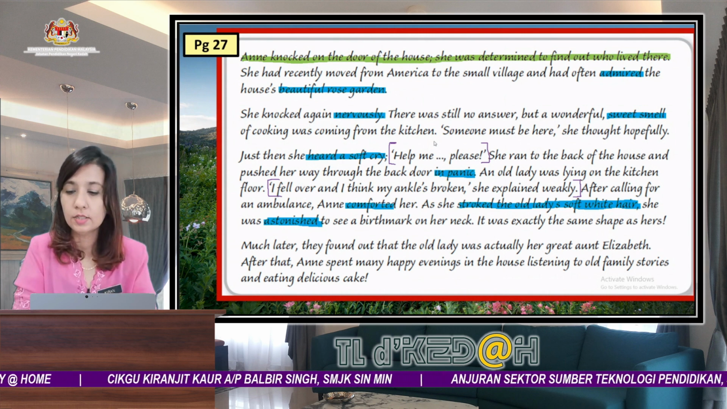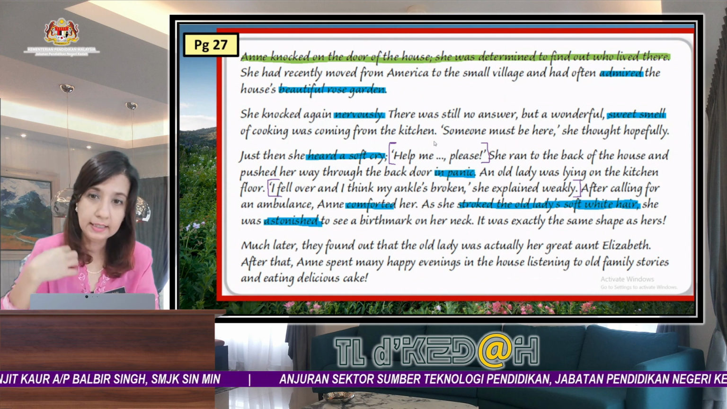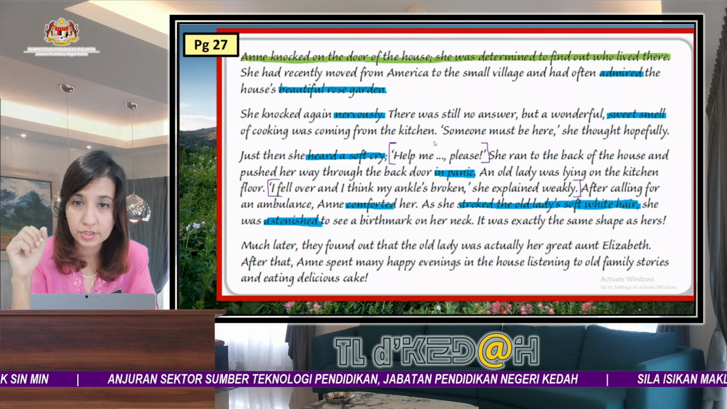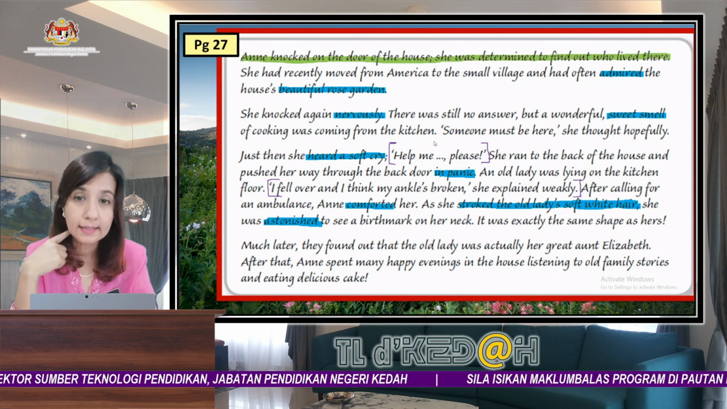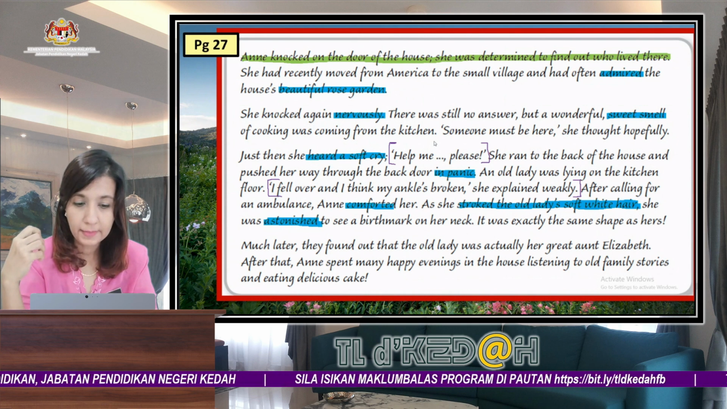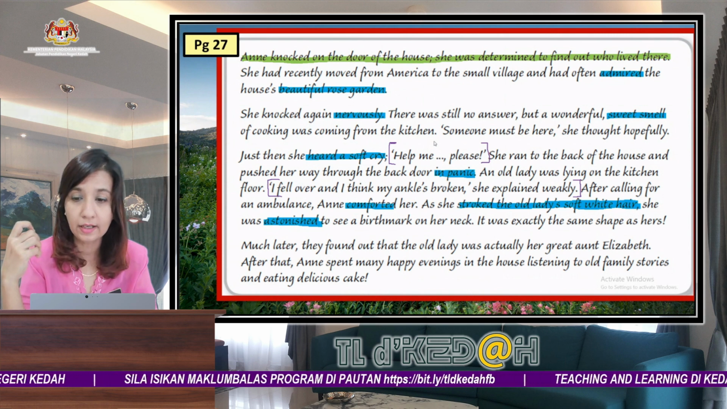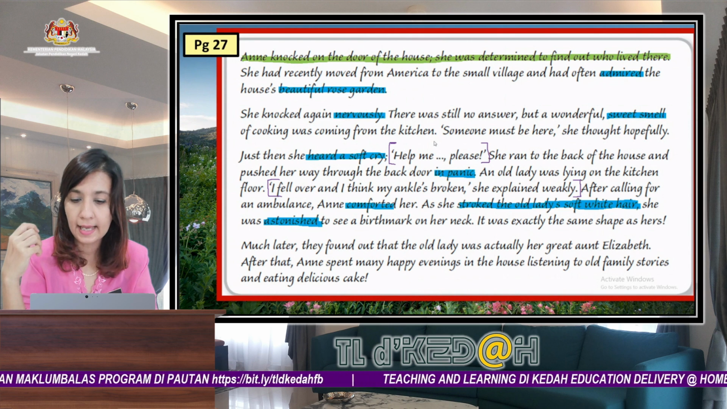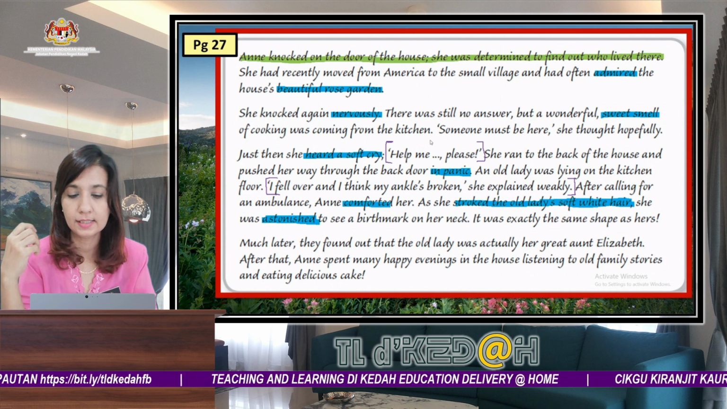stroked the old lady's soft white hair. So stroke means to touch the hair. So here is the touch sense. Okay, she was astonished, means like surprised, to see a birthmark on her neck. It was exactly the same shape as hers. Much later, they found out that the old lady was actually her great aunt, Elizabeth. After that, Anne spent many happy evenings in the house listening to old family stories and eating delicious cake.